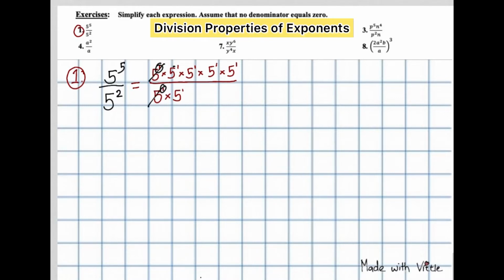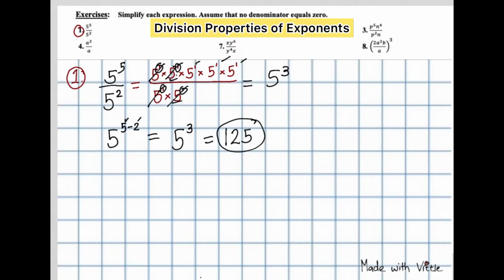Same thing with the next 5 and 5. 5 divided by 5 is 1. So what is really left is 5 to the third power. So it's basically the same thing as just subtracting their powers. Now let's get the value of 5 to the third power. 125, which is our final answer.